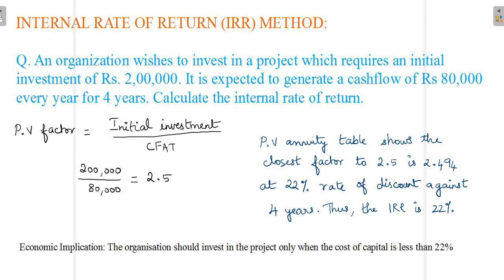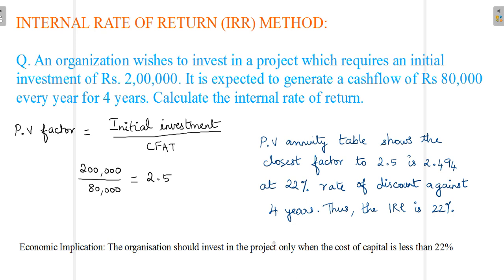The first example I've taken here is that of an organization that wishes to invest in a project which requires an initial investment of 2 lakhs. It is expected to generate a cash flow of rupees 80,000 every year for 4 years. So this is the example of a uniform cash flow. So in this case, how do we calculate internal rate of return?